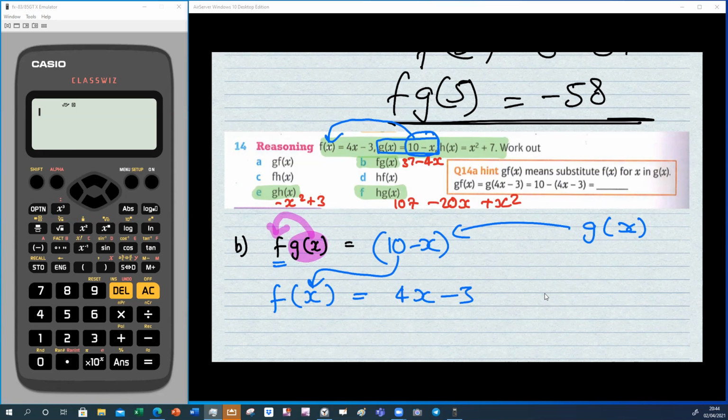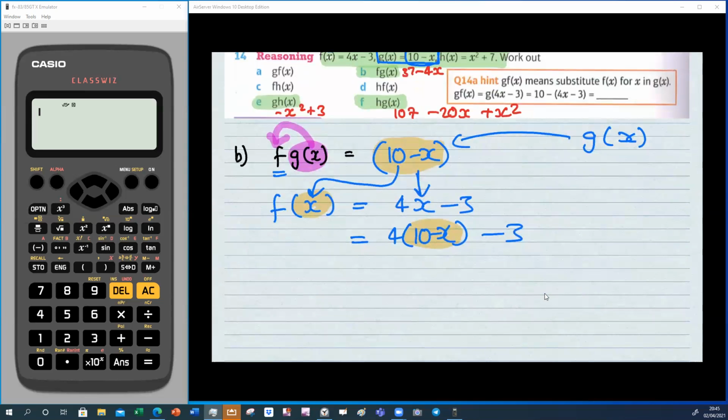So we take the g function, the actual function itself, minus the g of x lettering, and we are substituting it into there. So now wherever we see an x, we're going to put what in there instead? The 10 take away x thing. Absolutely. So that will basically go in here. So we do 4 lots of 10 minus x, take away 3. So that's where it's going.